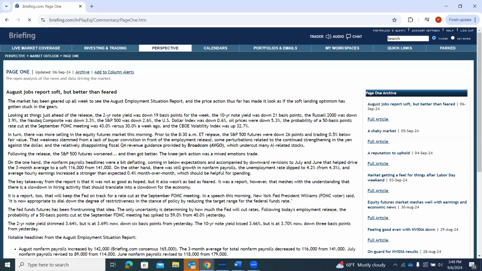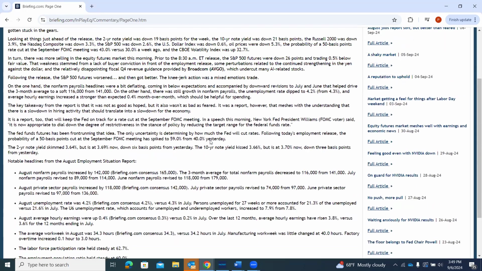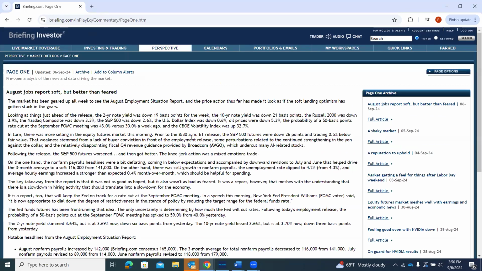Page 1 is one of Briefing Investor's most widely read columns. It is produced daily and is typically published to the site around 9 a.m. Eastern Time. This column offers a pre-open analysis of the news and data driving the market, all in an objective manner with an easy-to-understand and relatable writing style.